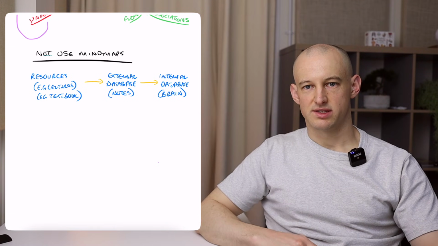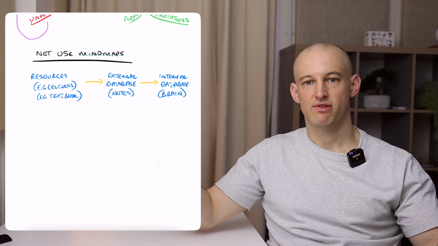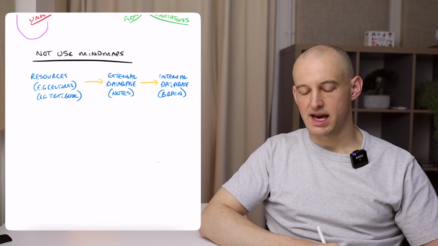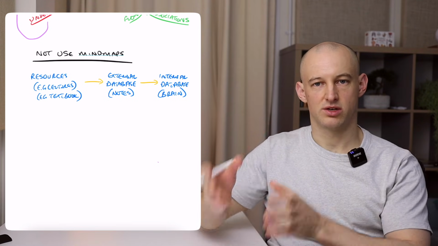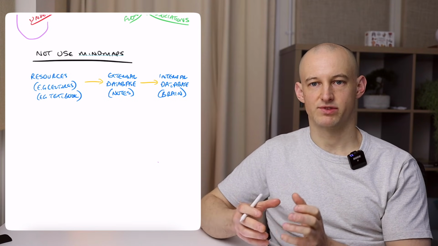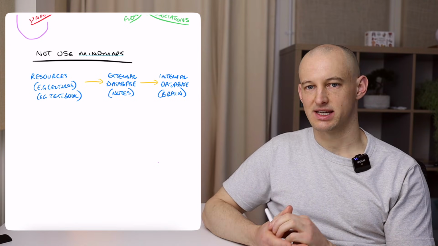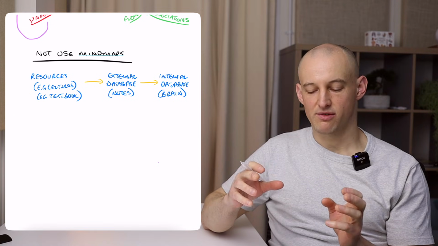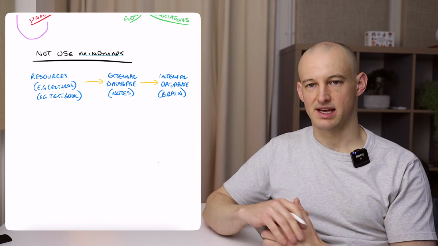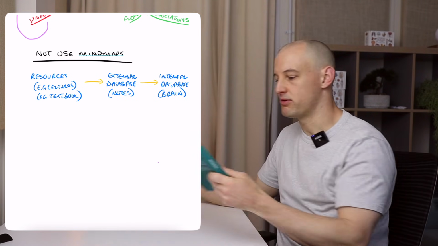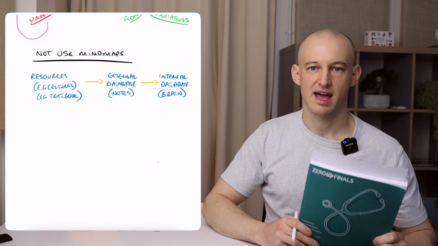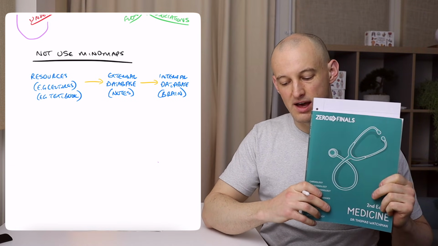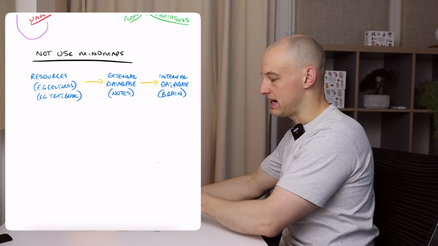So you're taking resources, capturing the information you need to know from those resources into your external database, and then using your external database to feed information into your brain. You're basically downloading from the external database. You will have watched, hopefully, some of my other videos about creating the external database. But for example, if you have a 0 to Finals textbook and you're learning medicine, this is your external database. You can just start with a ready-made external database.